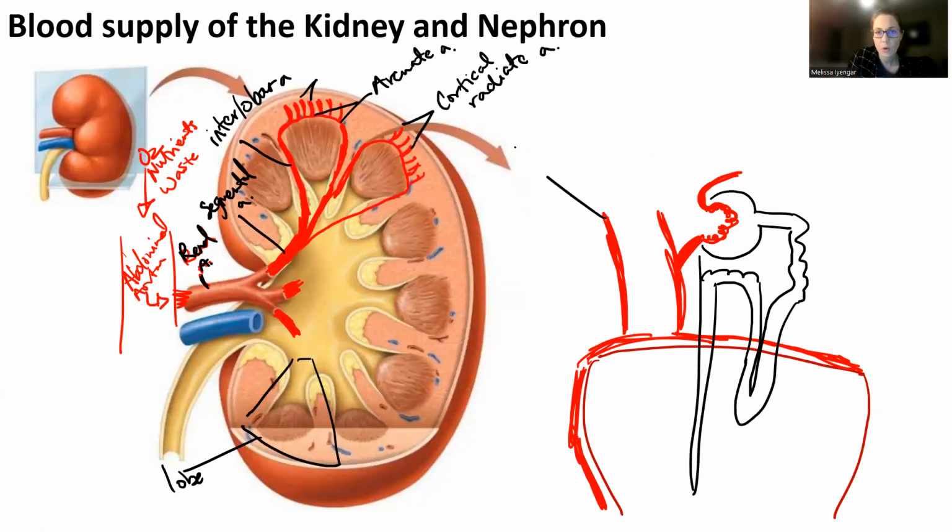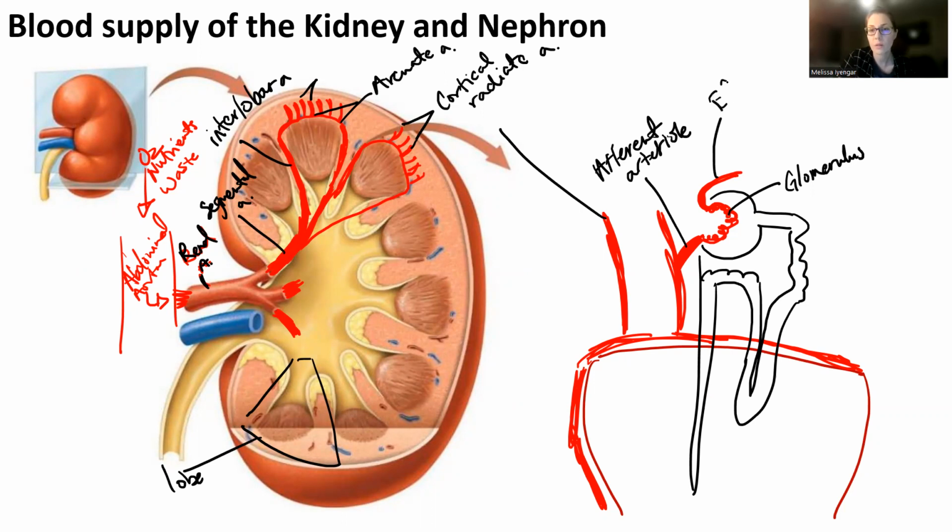So if this is my cortical radiate artery, then I'm going to label this one that comes off first. That's the afferent arteriole. It should be bigger, okay? So I told everybody it has a wider lumen. It's the bigger blood vessel. Sometimes the lumen doesn't look so wide, but it will have thicker walls. And then the capillary system that's inside of the glomerular capsule, remember that's the glomerulus. This is a capillary. And then that capillary feeds out to the efferent arteriole.